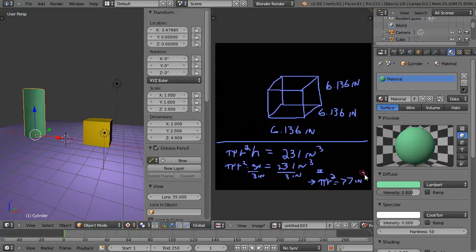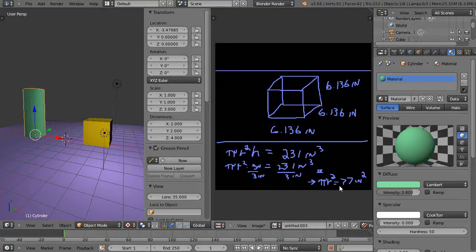Because if you multiply an inch times an inch, you'd get a square inch. But if you divide out a term, in this case we had a cubic inch, and we divide out an inch, we get a square inch. So we divided the 231 by 3 to get the 77, and we divided a cubic inch by an inch to get a square inch. So now pi r squared, I'll put it up here now.